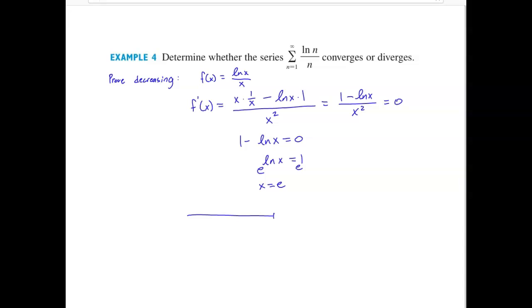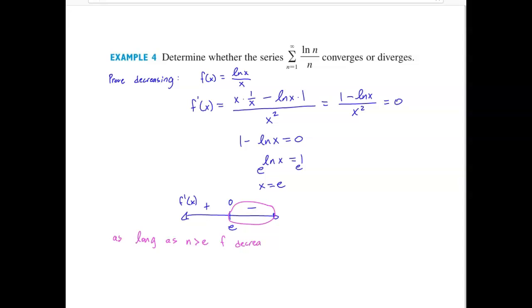So then we can just look at our derivative on either side of e. e is basically what we call a critical value, so that's where the derivative is 0. So the derivative either needs to be positive or negative on either side of e. If you plug in a value to the left of e, you actually get positive. And if you plug in a value to the right of e, you get negative. So the derivative is negative after e, which means as long as n is greater than e, f decreases.